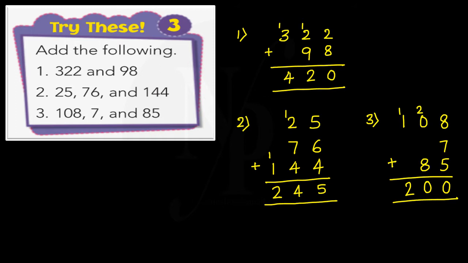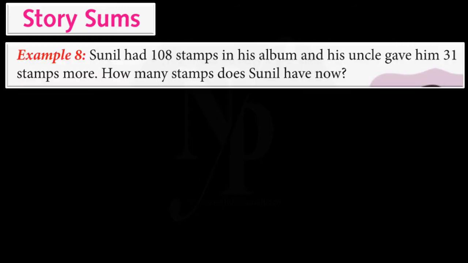Now let us move to the next part of this chapter. And we will now learn some story sums based on addition. Example number 8 in your textbook. Sunil had 108 stamps in his album and his uncle gave him 31 stamps more. How many stamps does Sunil have now?